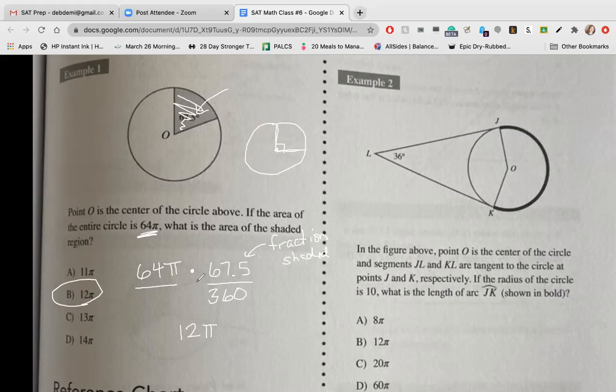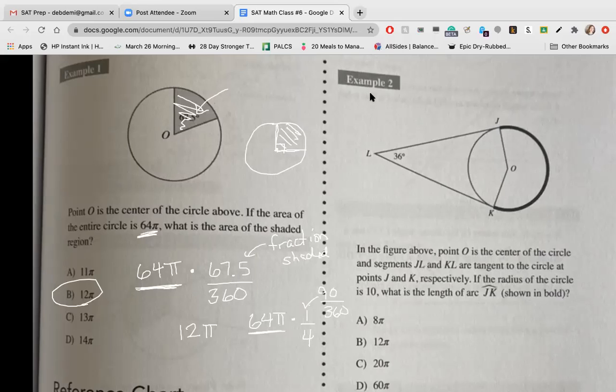But another way to look at this is say this part was shaded right here. Do you guys see how this is 1/4 of the circle? So if the entire area is 64 pi, it would be 64 pi times 1/4 because that's the fraction that's shaded. Or we could say 90 over 360, which reduces to 1/4. So it's the whole area times the fraction that's colored in. In this case, it's 1/4. It's easy to see, but if you can't see it, you do the degrees over 360.